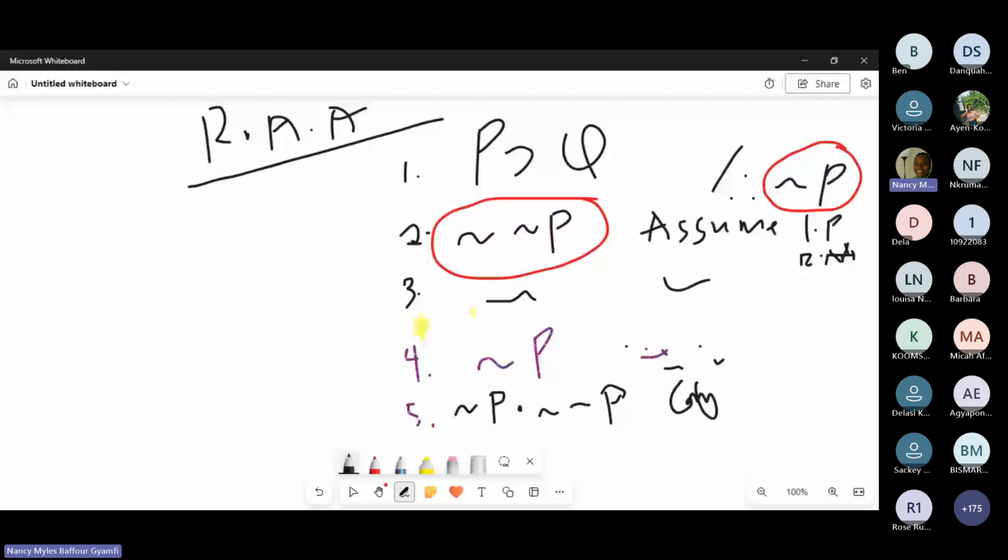This is another thing I want to remind you to look out for when you are doing indirect proof. As soon as the contradiction is created, mark that line.